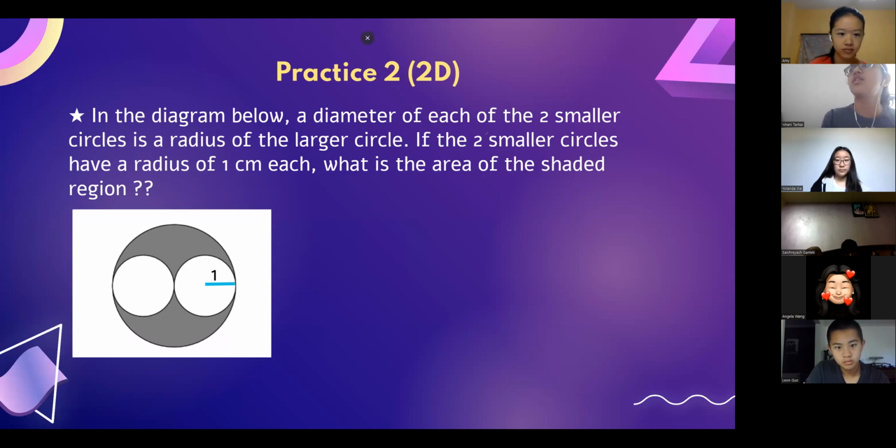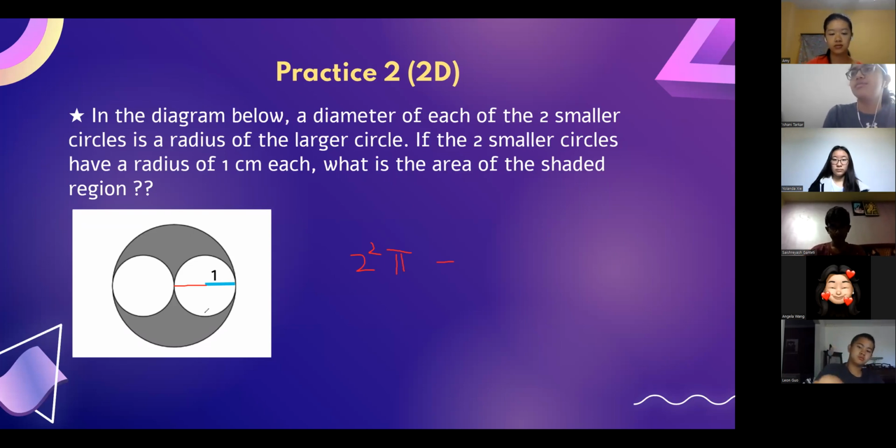The diameter of each of those is the radius of the larger circle. Since the diameter is 2, the radius of the larger circle is 2, right? So the area of the larger circle is 2 squared pi, which is just 4 pi. Then we want to find the area of the shaded region. We find the area of one of the smaller circles and multiply by 2 because we know they're equal, since the diameter of each is the radius of the larger circle.